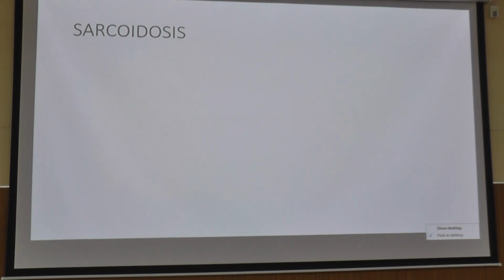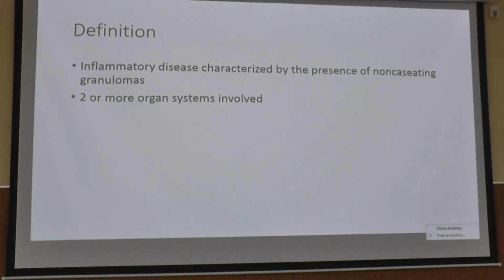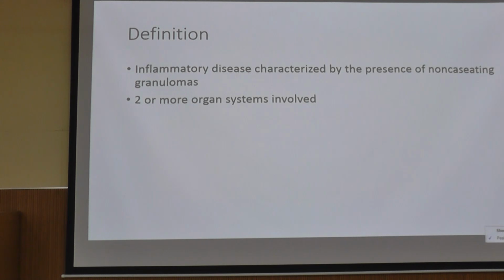Now, another multi-organ involvement condition we will be dealing with is sarcoidosis. When you think of sarcoidosis, just like TB, most of the time they also develop granulomas. The only thing is that the granulomas are not caseating. Sarcoidosis is an inflammatory disease characterized by non-caseating granulomas.